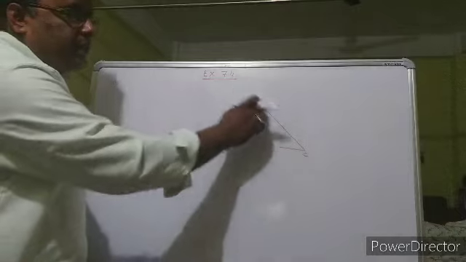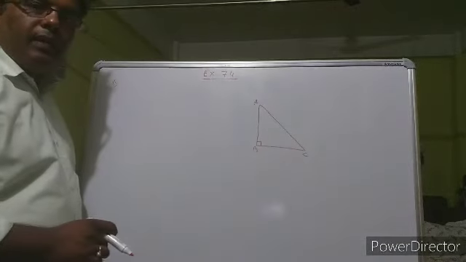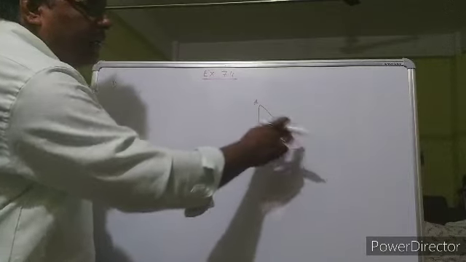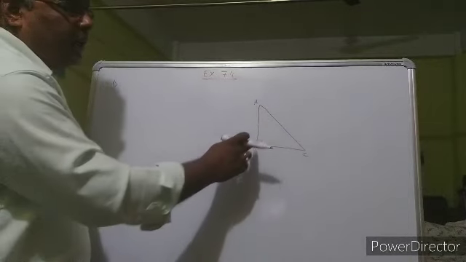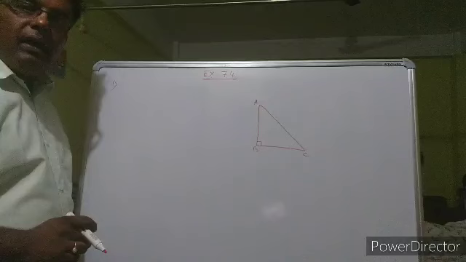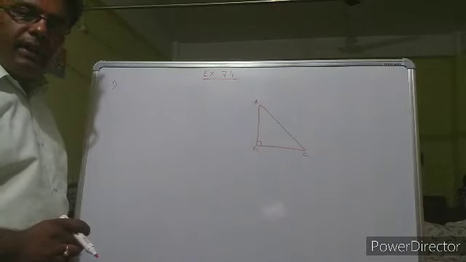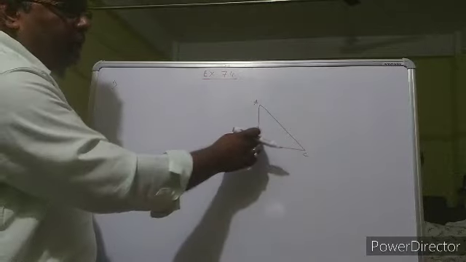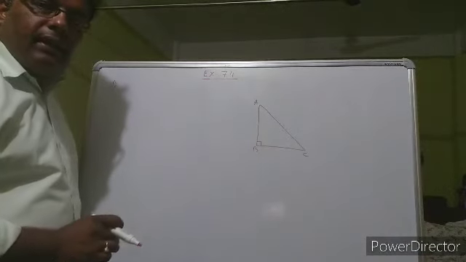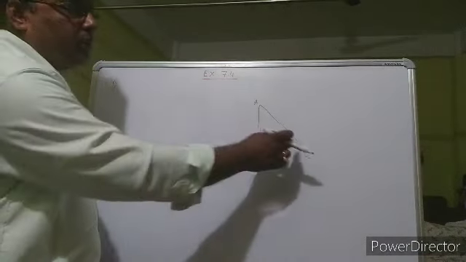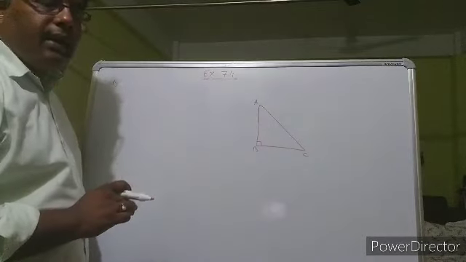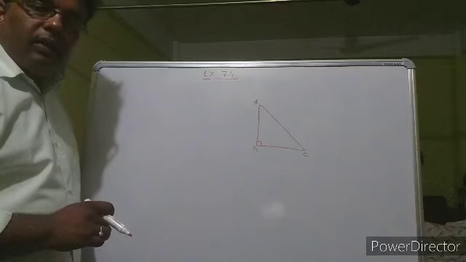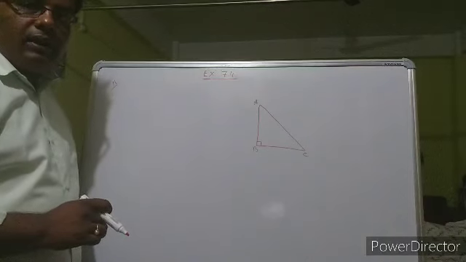That is, AC is greater than BC. Now if you consider angle B and angle C, then also angle B is greater than angle C, because B is 90 degree and C is less than 90 degree. Therefore, the side opposite to angle B, that is AC, is greater than the side opposite to angle C, that is AB. That is, AC is greater than BC, also AC is greater than AB. That means AC is the longest side.